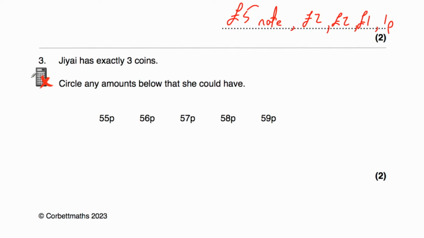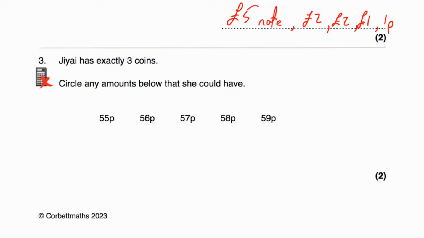Question number 3 says, Jai has exactly 3 coins, and we've been asked to circle the amount of money that she could have. Our options are 55p, 56p, 57p, 58p, and 59p. In other words, which of these options can be made up using 3 coins? Because they're all in the 50s and there's 3 coins, if you were using coins below 50p, you'd have to have a 20p, a 20p, and a 10p. Now that's 3 coins in itself.